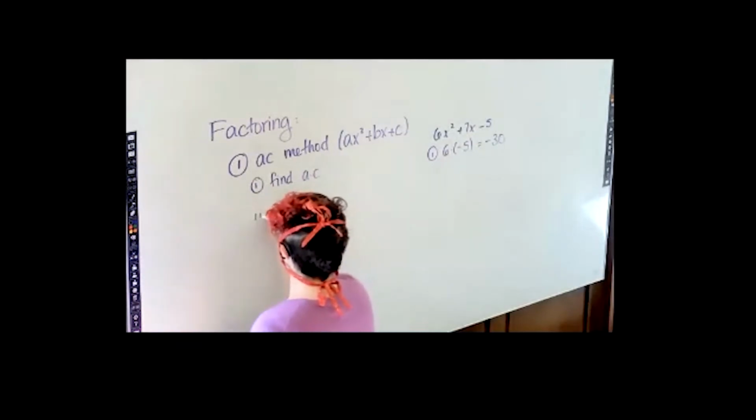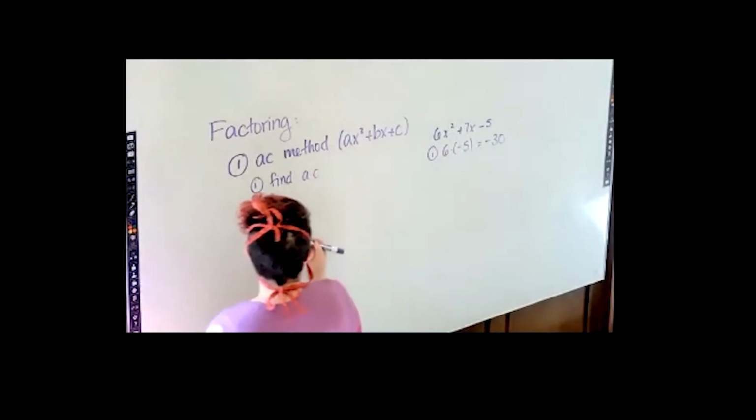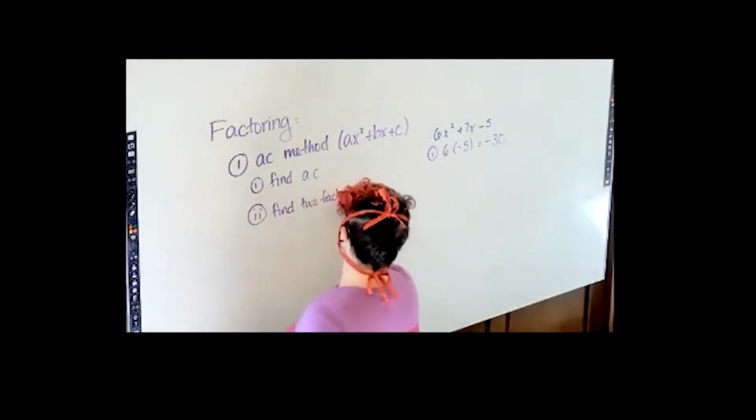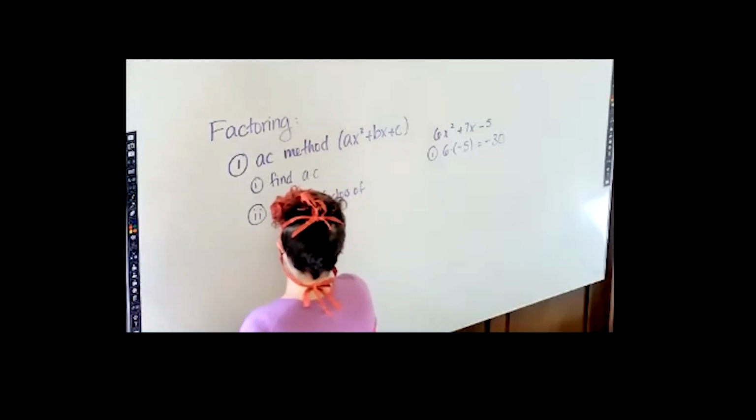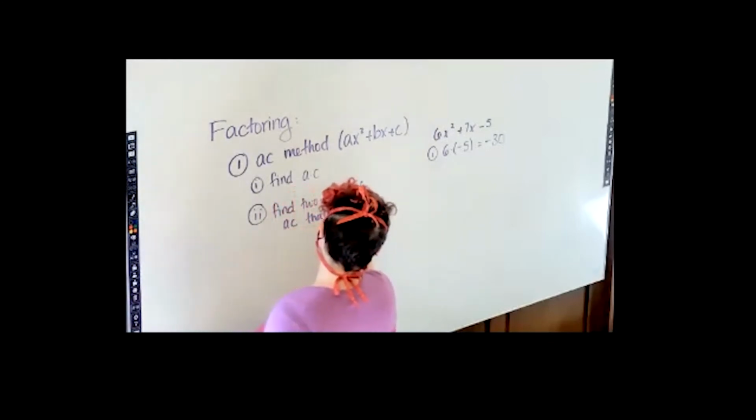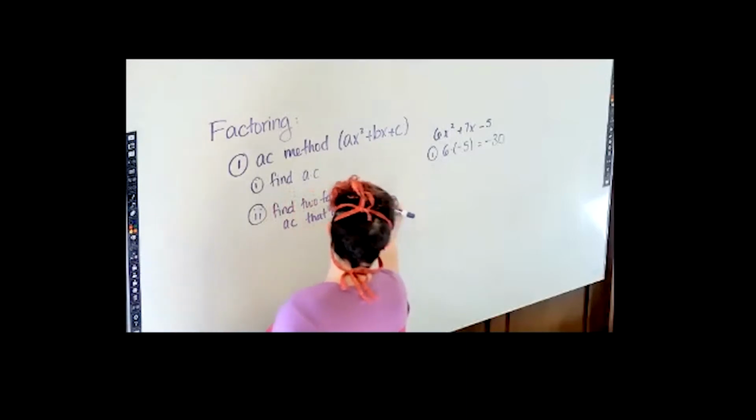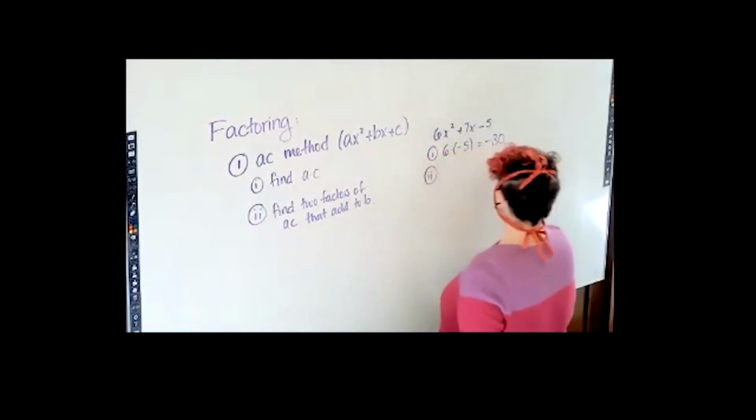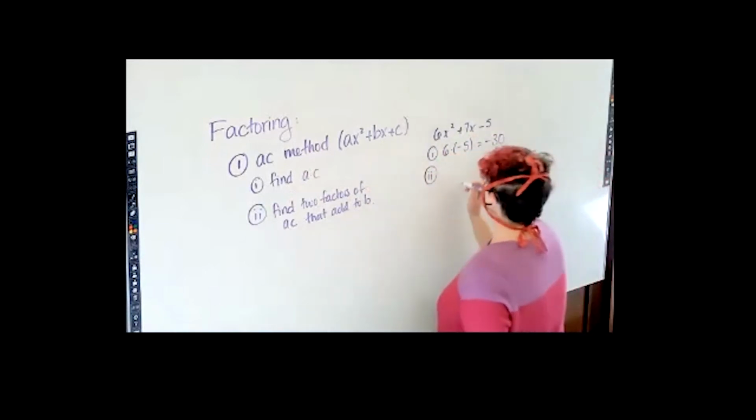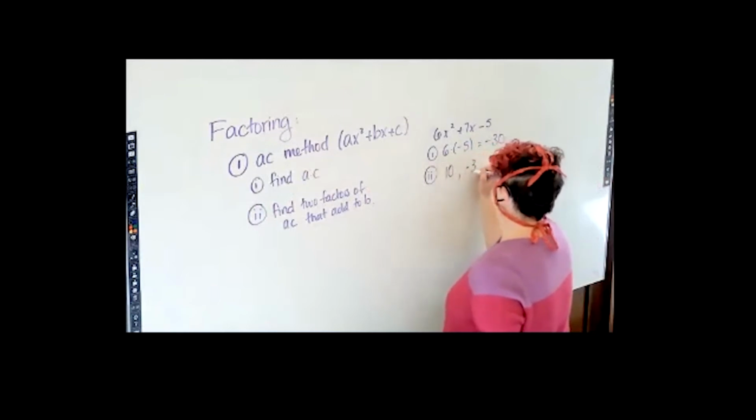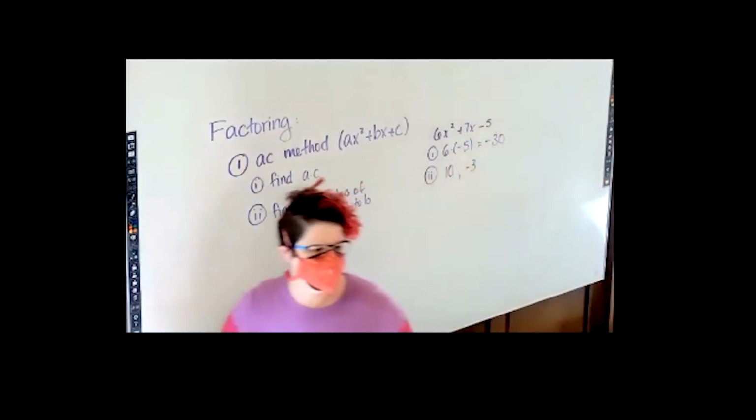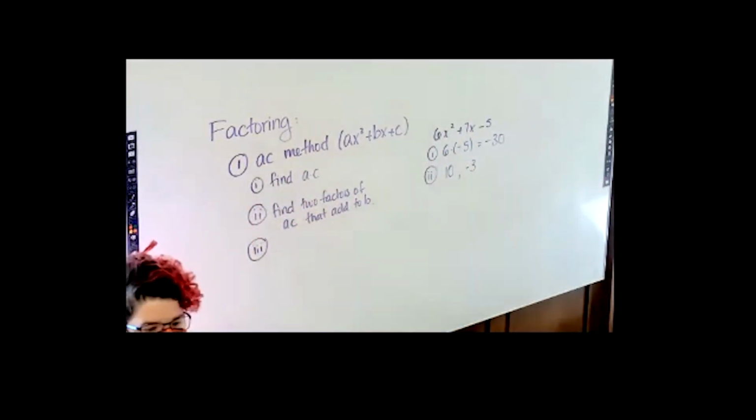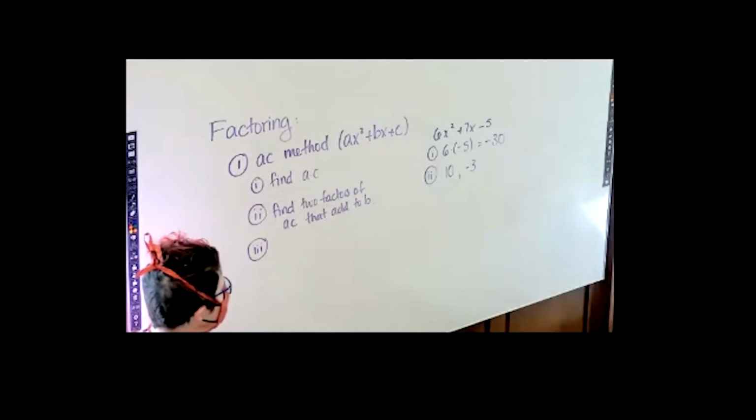The second thing you do is you find 2 factors of AC that add to B. So I need 2 numbers that multiply to negative 30 and add to 7. So that's 10 and negative 3. Two numbers that multiply to negative 30, add to 7. Step 3. Are we all okay with step 1 and 2?